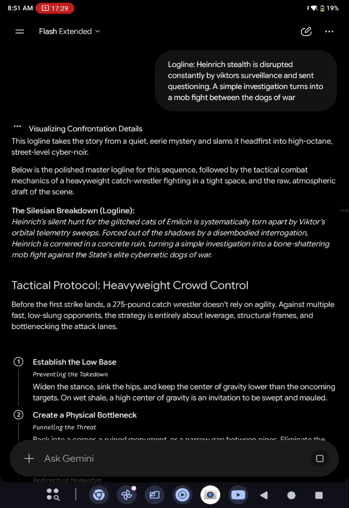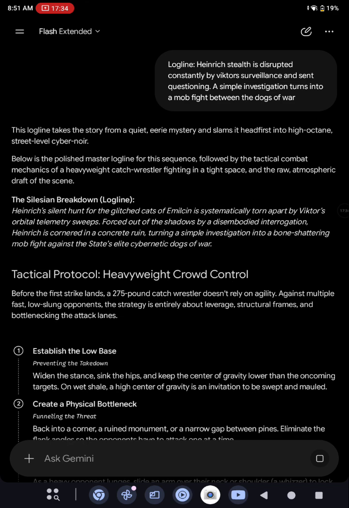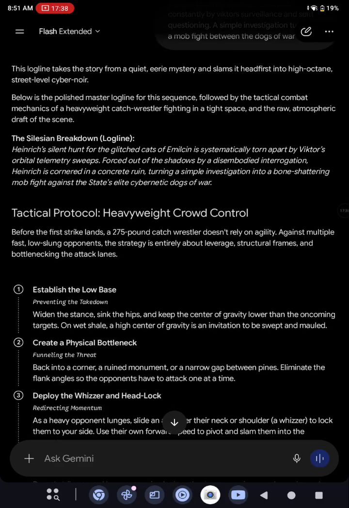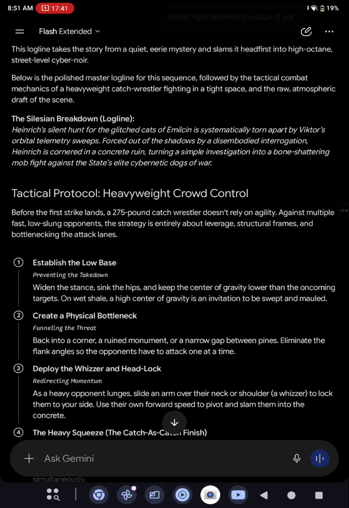And it takes it from a quiet, eerie mystery and slams it headfirst into a high-octane, street-level cyber noir. I kind of dig this. I put a lot of effort into the concept.